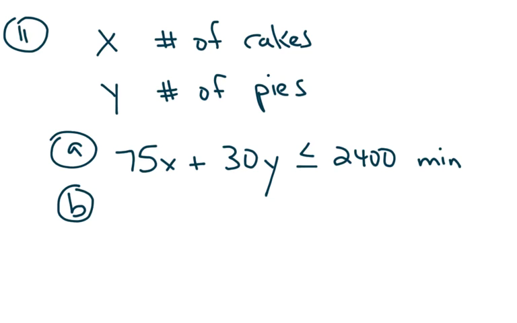In part B, it says, write an inequality to represent the restriction on the number of pies Ingrid will be making. It says that she does not want to make more than 60 pies in 1 week. So Y needs to be less than or equal to 60. Then in part C, it says to graph it.